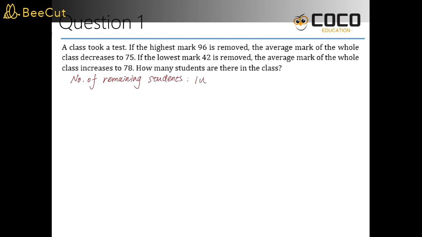So in the first scenario, the highest mark is 96. When this is removed, the average of the remaining students is 75. So for the whole class, this is 75U plus 96.